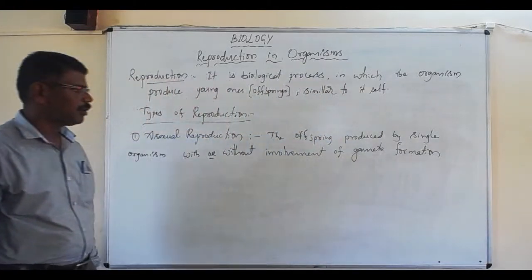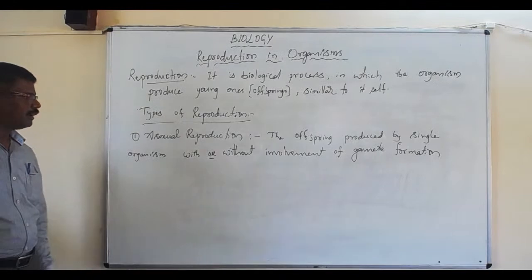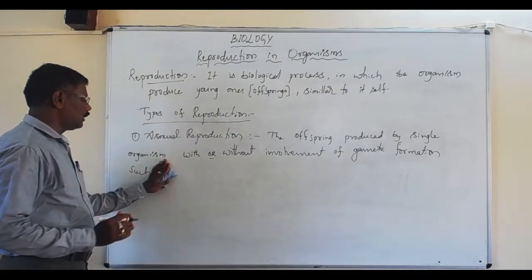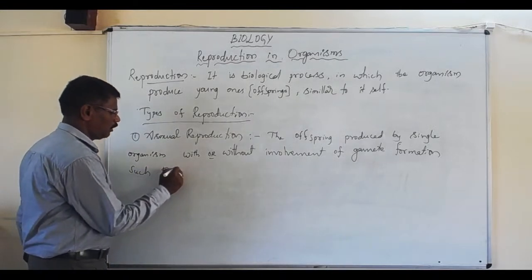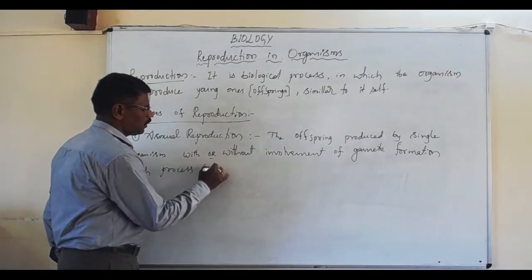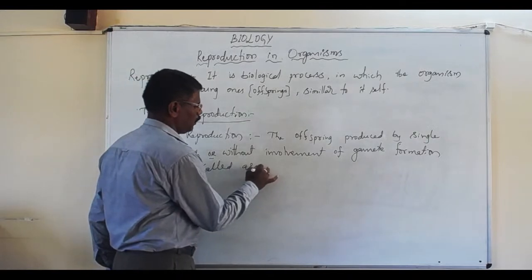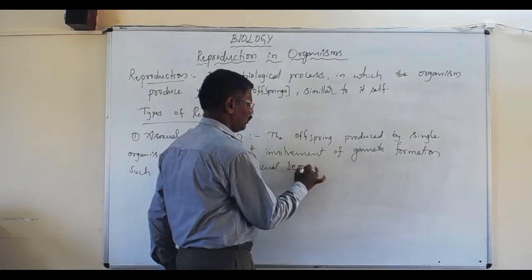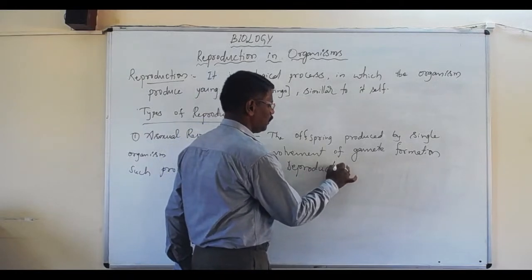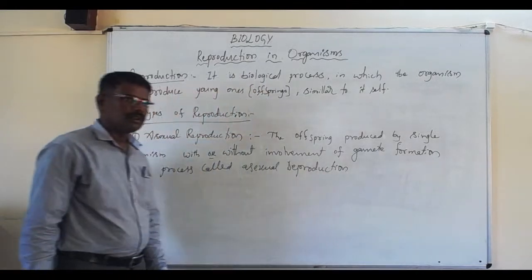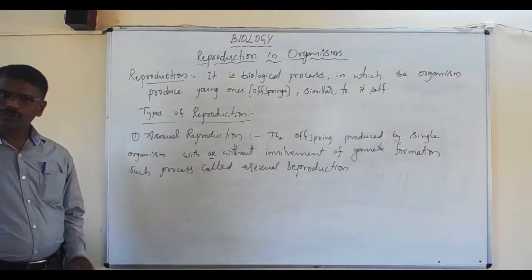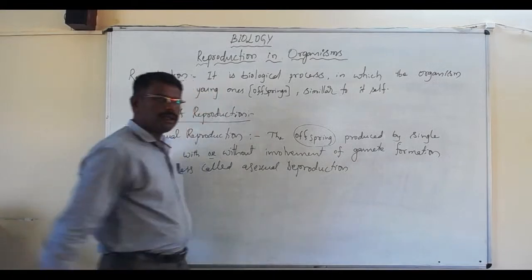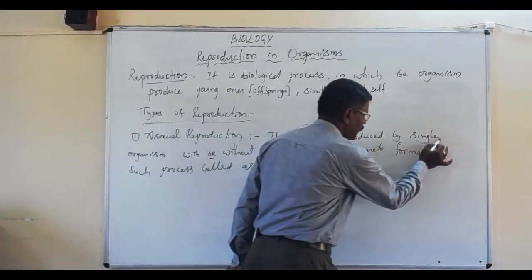With or without involvement of gamete formation, such a process is called asexual reproduction. In asexual reproduction, the offspring are produced by the involvement of a single organism.